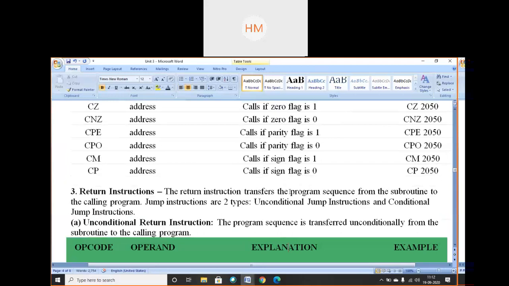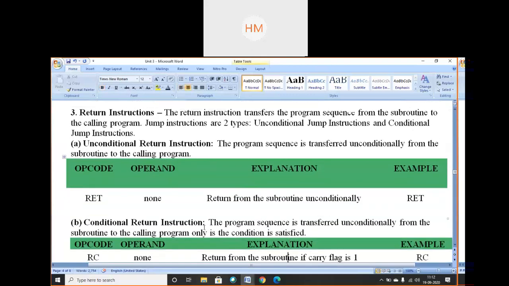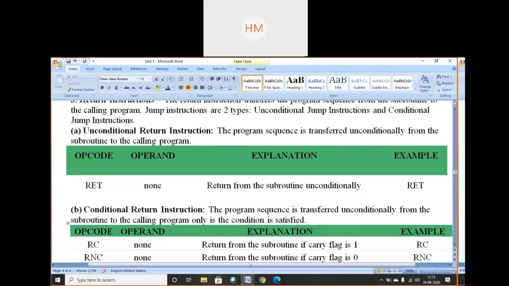Then the return instruction. This instruction transfers the program sequence from the subroutine to the calling program, that is, to the main program. If I want to return, then I have to write the RET instruction. Conditional, unconditional return instructions. So RET, return instruction, okay?